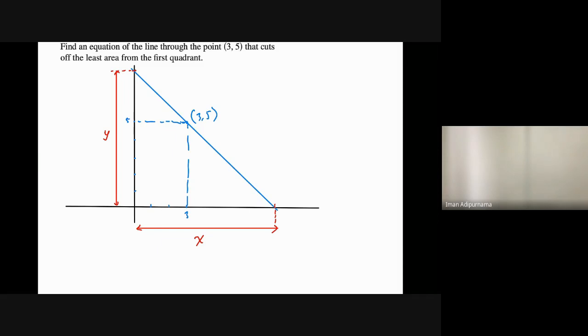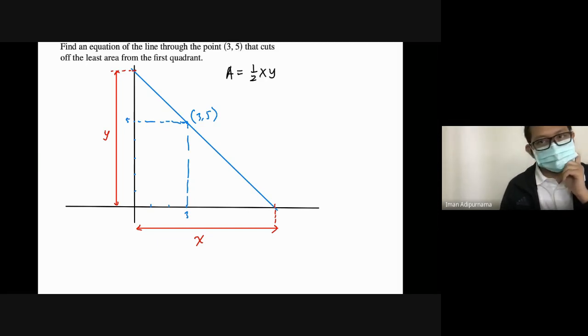Okay. Now we have a triangle. So let's just write triangle area is half x times y. Because we now have the line equation, we can try to make out the slope. At least we have the slope as maybe a variable.